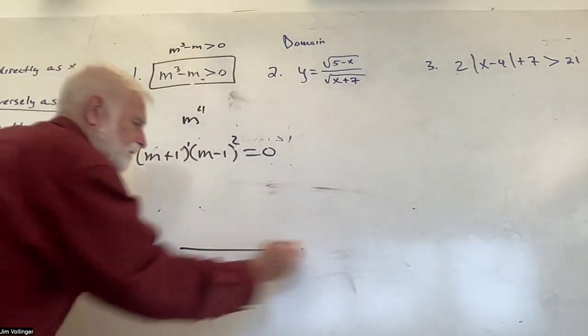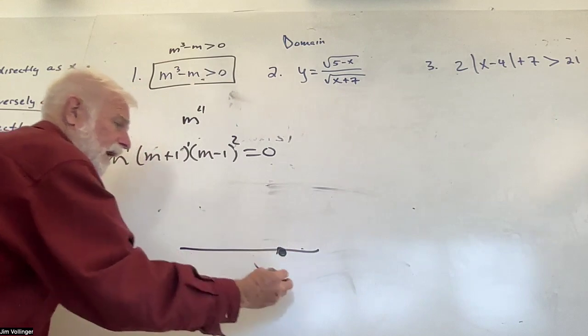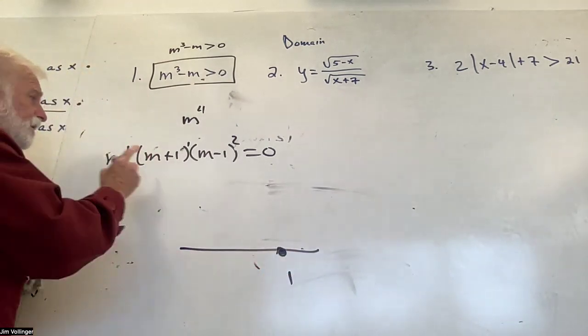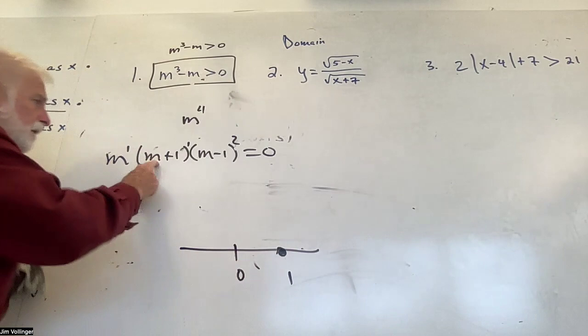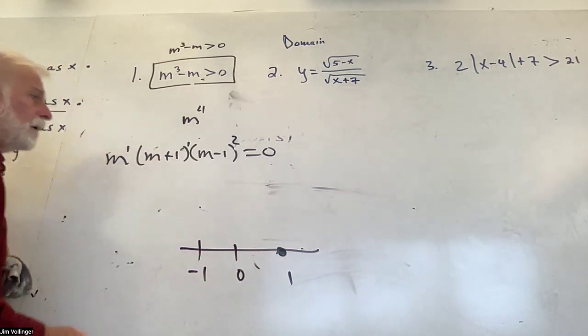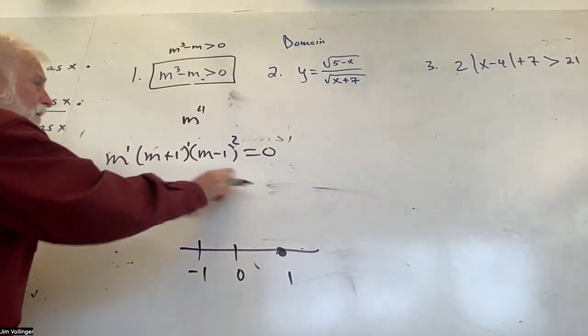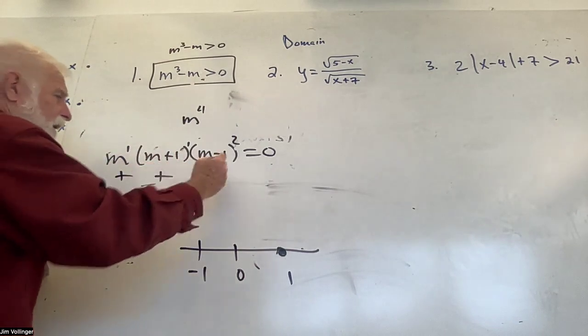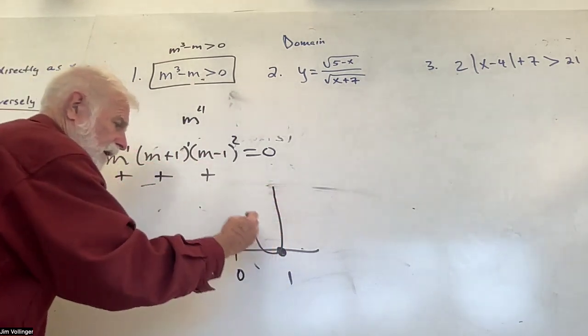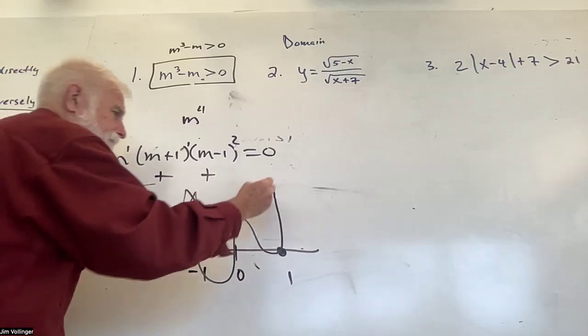Okay, got to make some space here. So 1, I make a dot, so there is not going to be a sign change. There will be at 0, and there will be 1 at -1. And I know that if I put a really big number in here, I get a positive, positive, positive. So we've got a graph that looks like that.